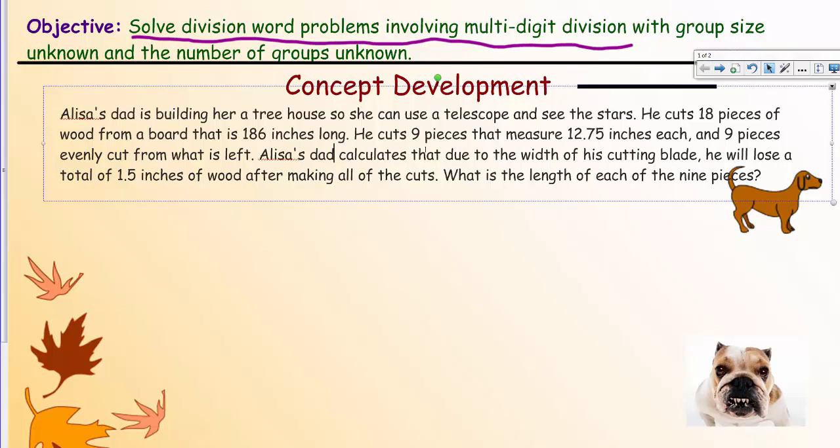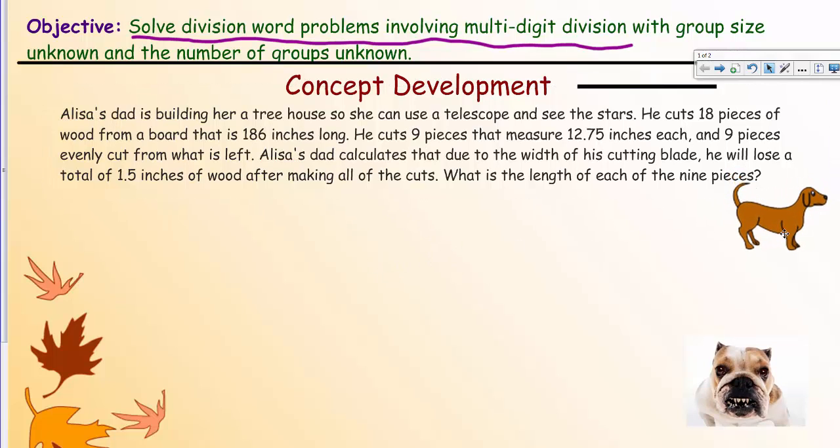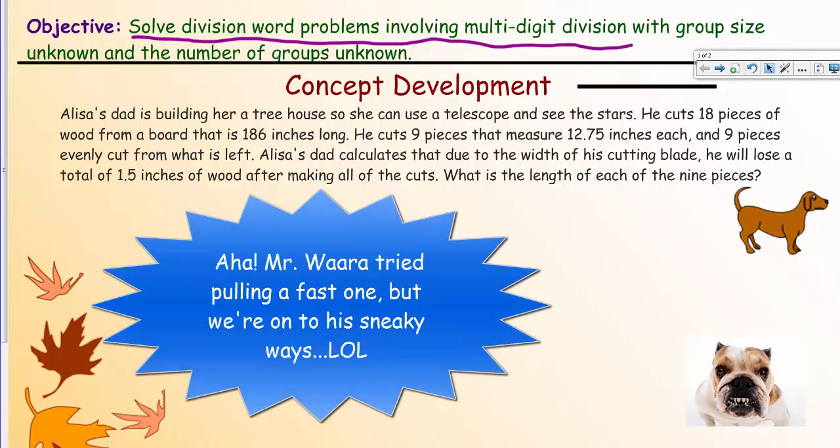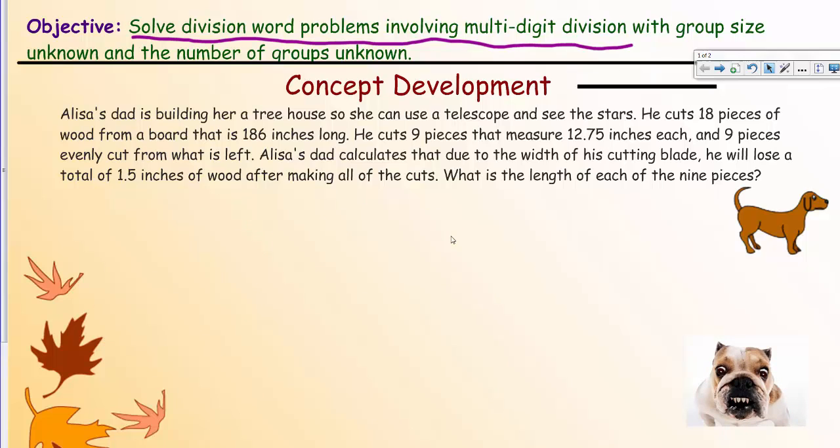Alyssa's dad calculates that due to the width of his cutting blade, oh, you're in my way now, doggy. Move your tail. He will lose a total of 1.5 inches of wood after making all of the cuts. Now, what is the length of each of the 9 pieces? Oh, my goodness. Now, I'm sure you're thinking to yourself, come on, Mr. Warrior, this is a 5th grade problem, and I'd have to say, yeah, it is.